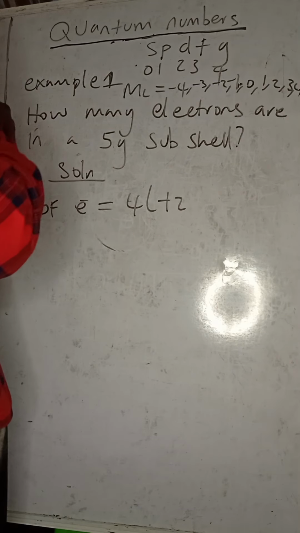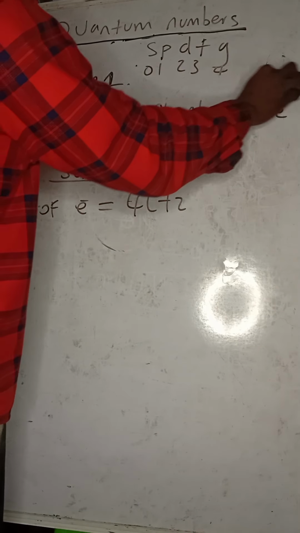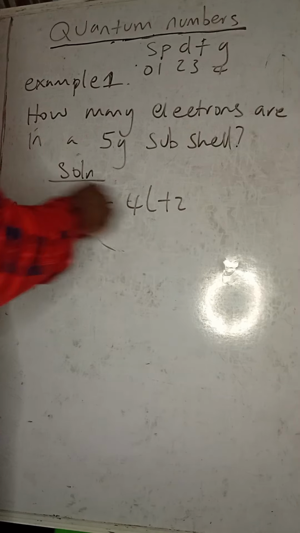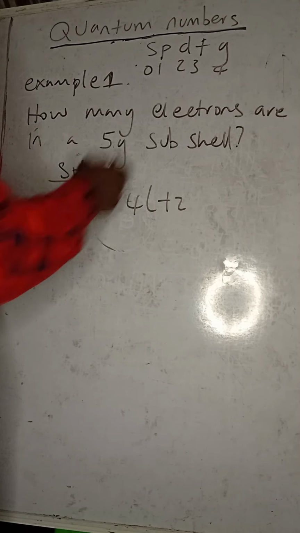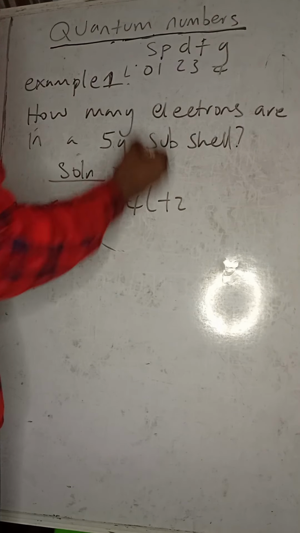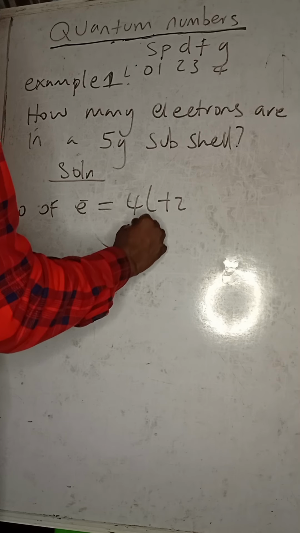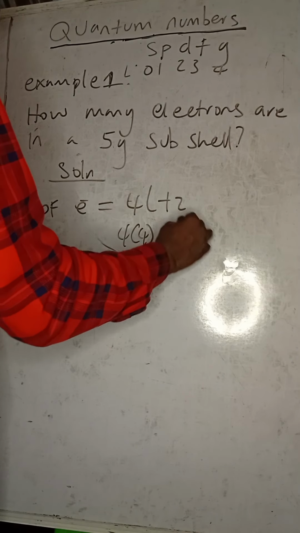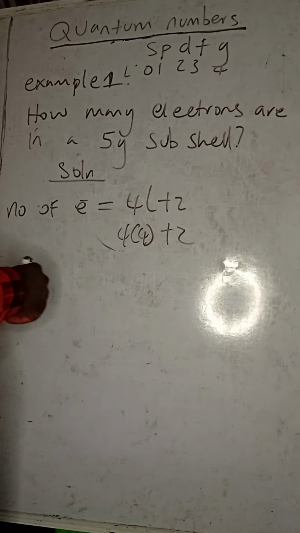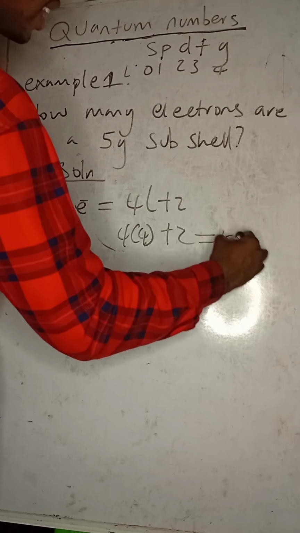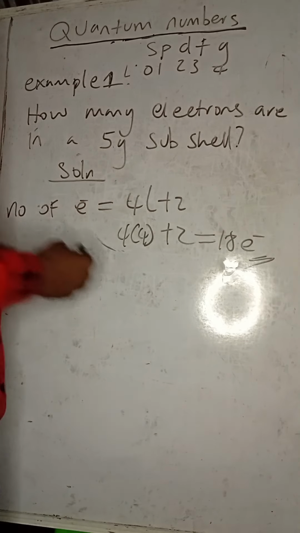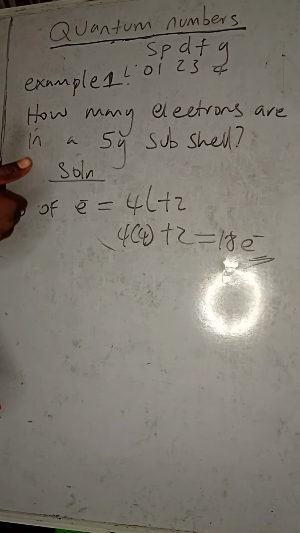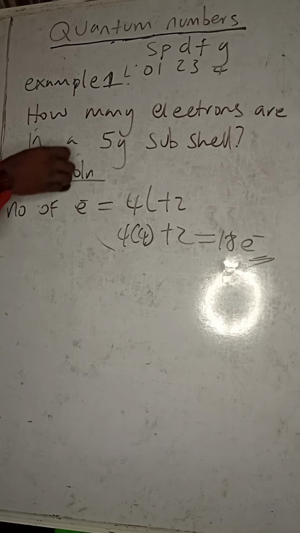18, using this. But if we are not to use this, to save time in the example, just use the formula 4l plus 2. What's the value of l for G? It's 4. So it's 4 times 4 plus 2. 4 times 4 is 16 plus 2. I have 18 electrons. It is quite simple. So I'll try another one.